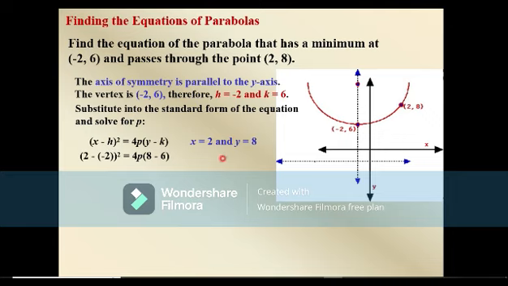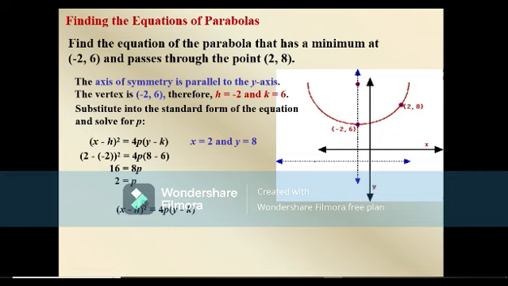Since x is equal to 2 and y is equal to 8, we substitute the values of x and y so we can solve for p. We also substitute the values of h and k, which are negative 2 and 6. So you have (2 minus negative 2) quantity squared equals 4p times (8 minus 6). 2 minus negative 2 is 4, then 4 squared is 16. Then 8 minus 6 is 2, and 2 times 4p is 8p. Then p will be equal to 16 divided by 8, which is 2. Our p is 2 now.